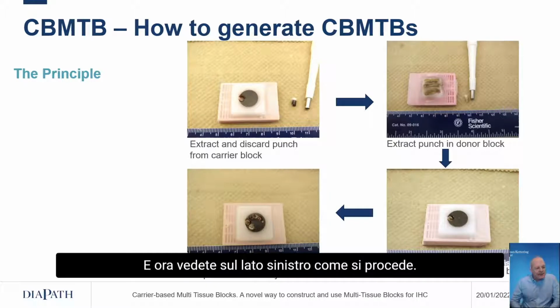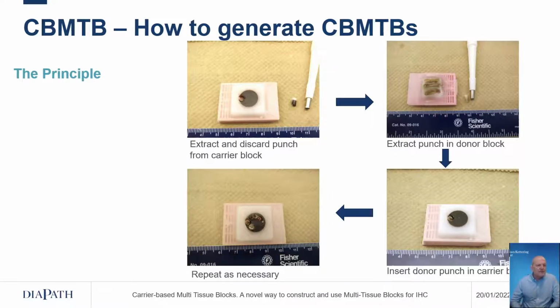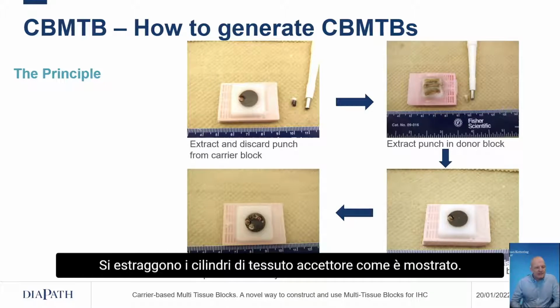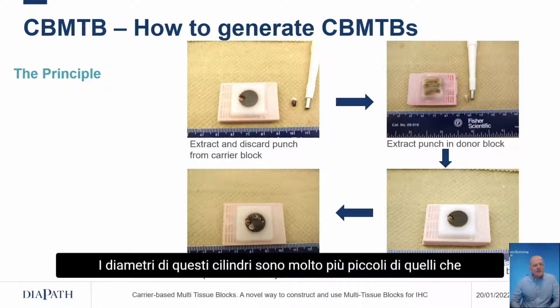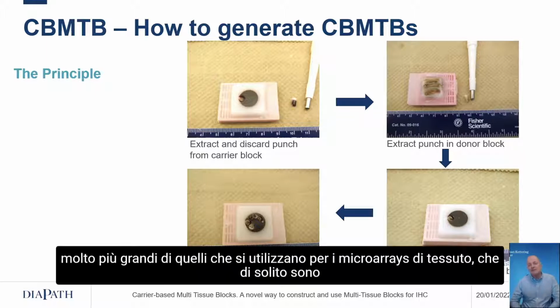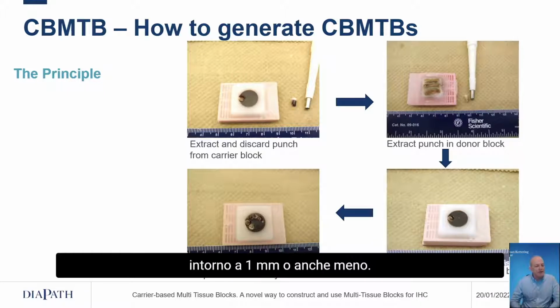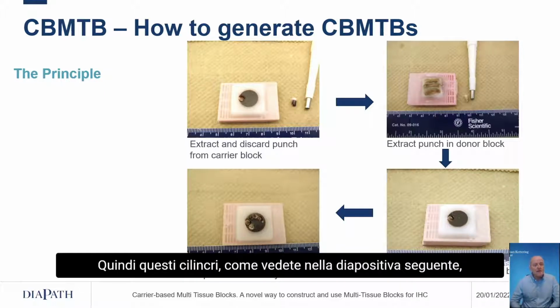And now you see on the left side how we proceed. So you take one of those derm punches that you see, this white one, you get them in all different sizes, and punch out, extract a core. So the diameters are much smaller than what you see on the conventional multi-tissue block, but they are much bigger than a tissue microarray, which is usually limited to 1 millimeter or even less. So these are, you will see on the following slide, 2 to 3 to 4 millimeter in size.